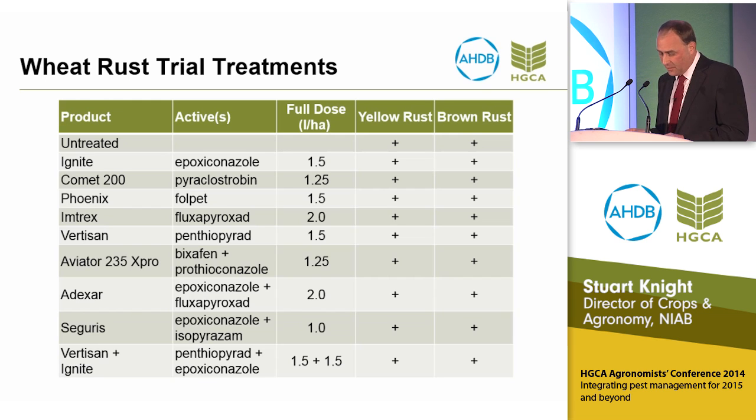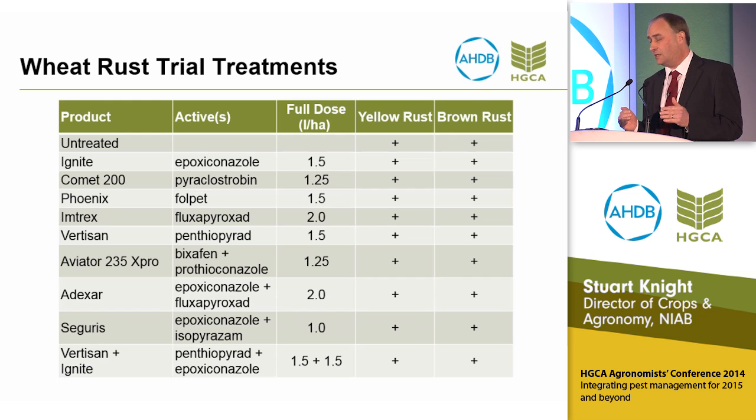Okay, so far I've given you quite a lot of data on the Septoria side, and now I want to move over to some of the other diseases. So this is the two rust trials. We have a yellow rust trial, we have a brown rust trial, and again it's a similar situation.